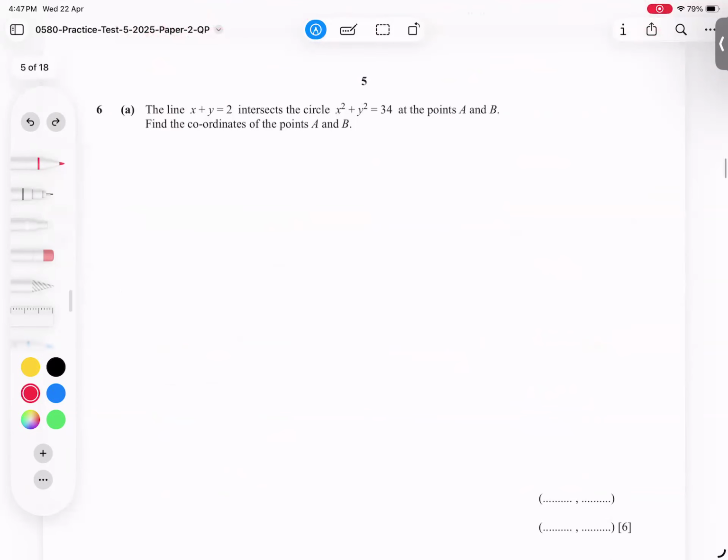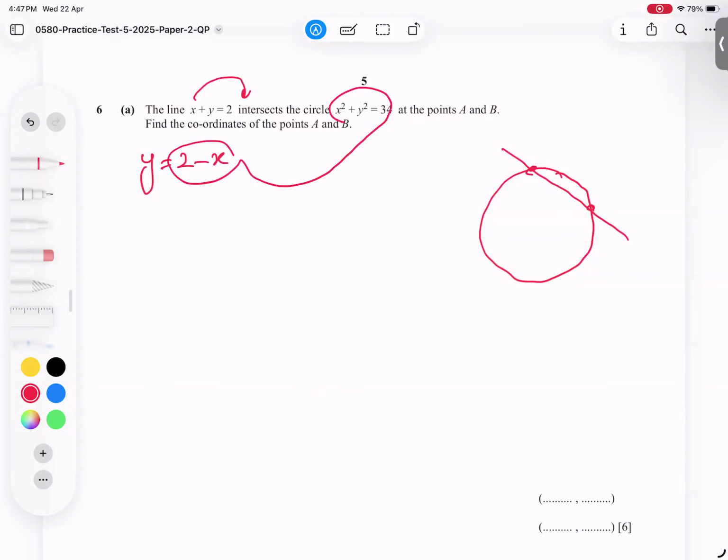Question number 6. The line is intersecting the circle at points A and B. So I'll show you, for example, this is a circle and the line is intersecting like this. So we need to find these 2 points. How can we do it? Make X the subject or make Y the subject. Okay, I am going to make Y the subject. So this X will go on the other side. So y equals 2 minus x.